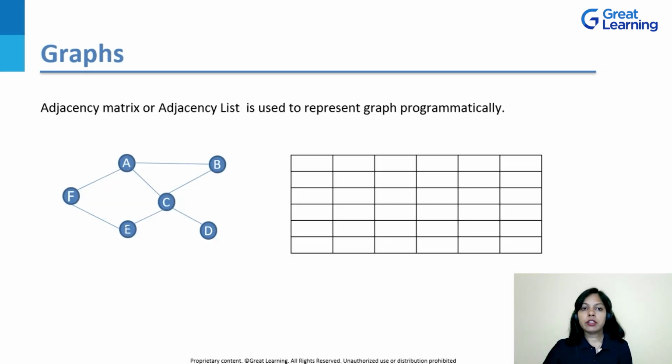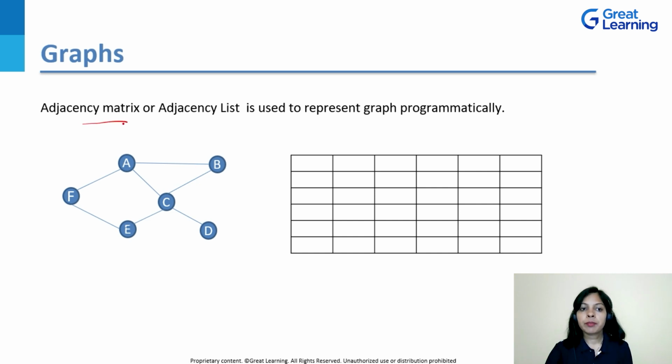Now coming to another concept: adjacency matrix or adjacency list. This concept is important because when it comes to programming, adjacency matrix or adjacency list is what we use to represent a graph programmatically. Now what is an adjacency matrix and what is an adjacency list? Let's see that. First I'll tell you what an adjacency matrix is.